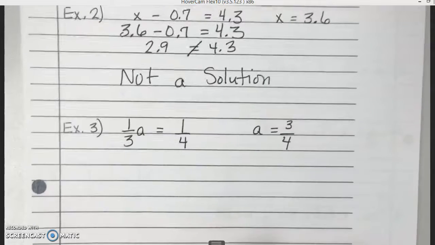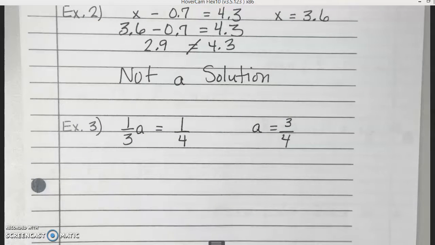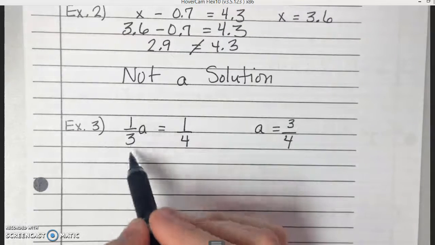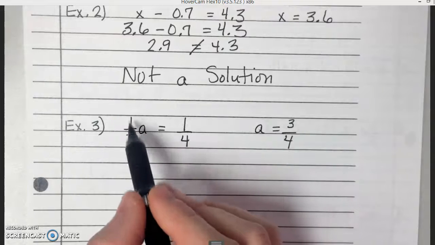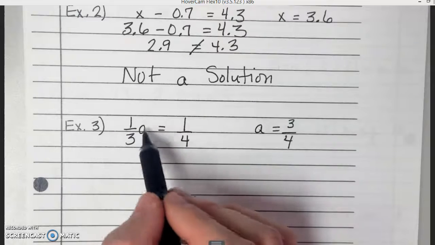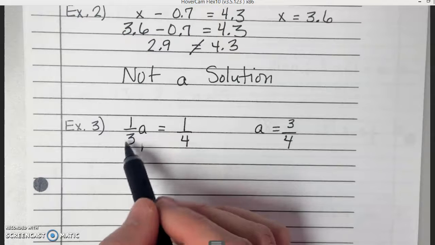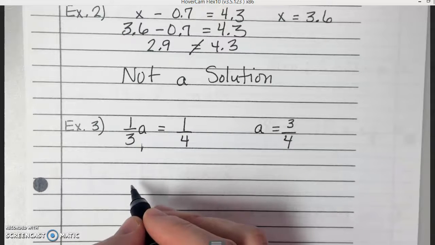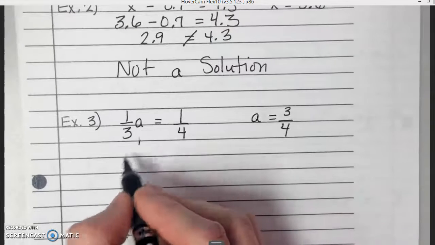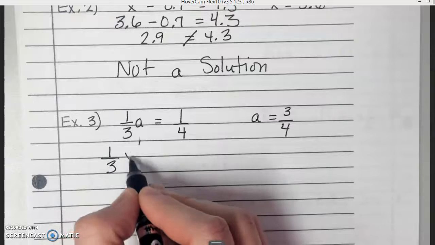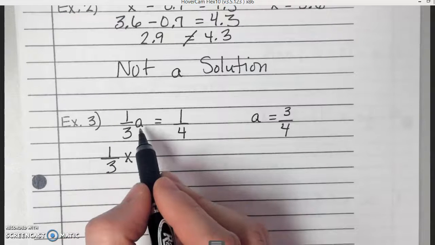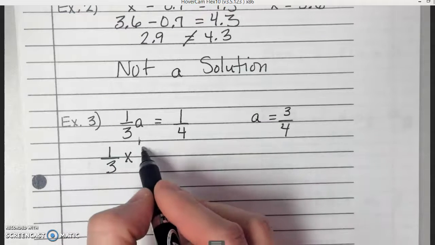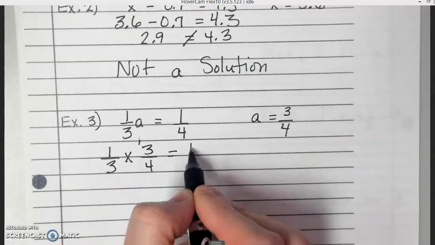All right, then we'll move to example 3. In example 3, we have 1/3 A equals 1/4. And remember, 1/3 is your coefficient, A is your variable. What operation is happening between your coefficient and your variable? Adding, subtracting, multiplying, or dividing? Multiplying. So this is like saying 1/3 times A, and instead of A, I'm going to replace it with 3/4. So just remember that.